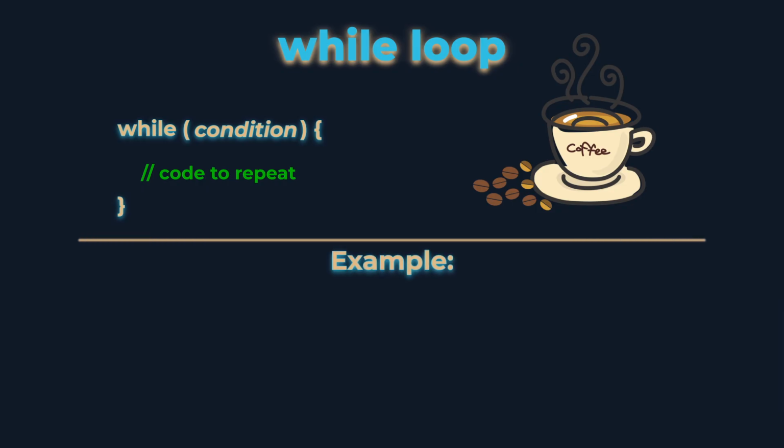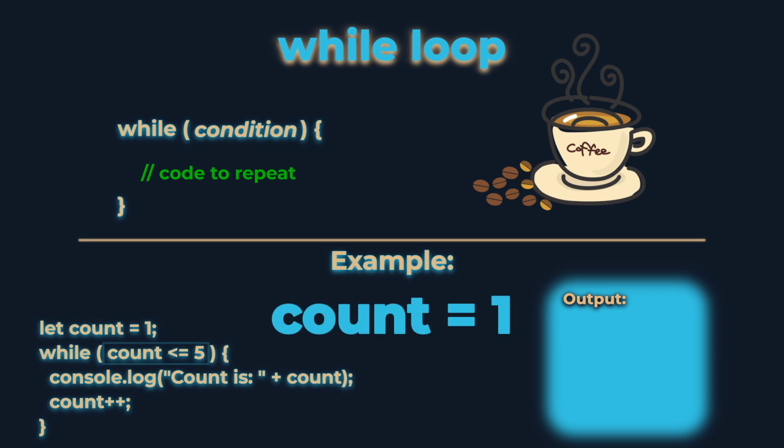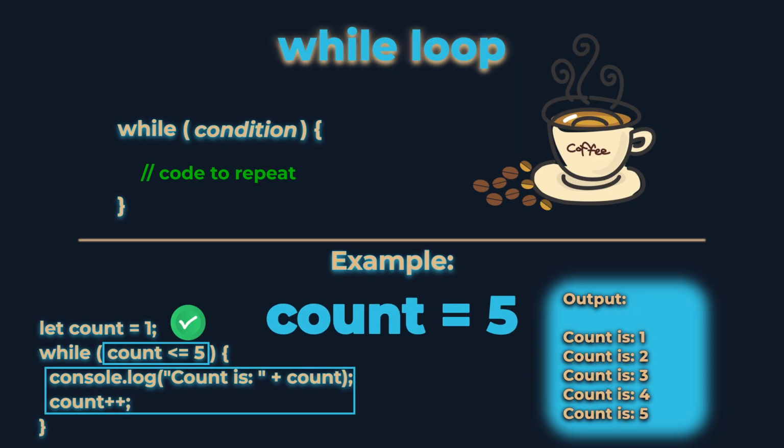Here's an example. This starts at 1, checks if count is less than or equal to 5, and keeps running until count becomes 6. Then it stops.